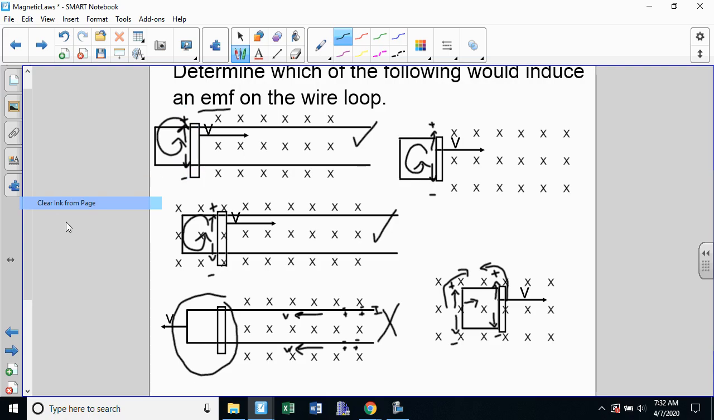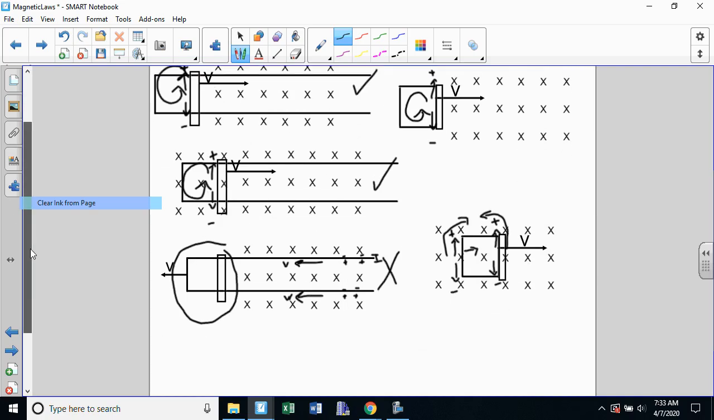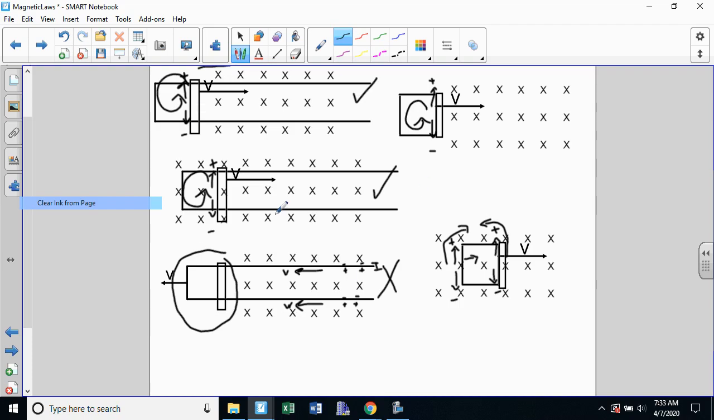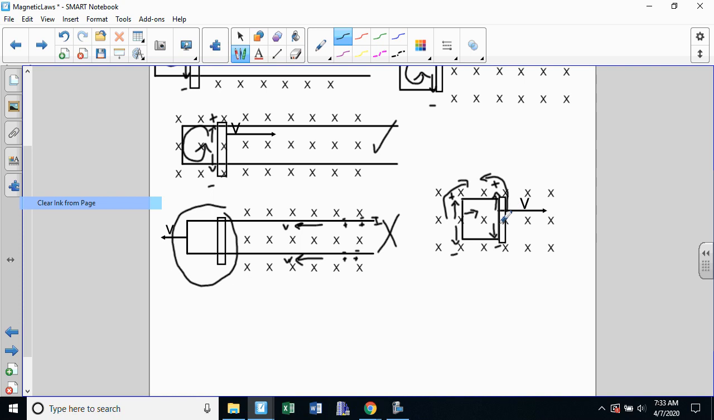But there is a better way. There's a more all-encompassing theorem that we're going to use to figure out which of these orientations are going to induce a current. Because you may have thought that this one was going to induce a current because you have a rod moving in a magnetic field. But once the back end of that loop enters the magnetic field, now you're fighting yourself. The left side is fighting the right side, and you're not going to induce a current. So we have a more difficult time with this one.